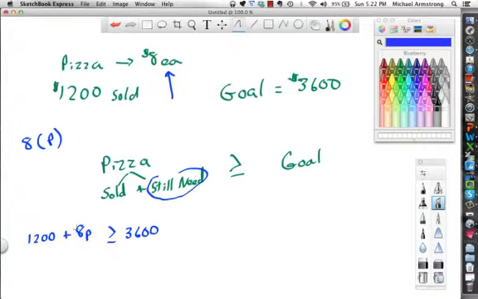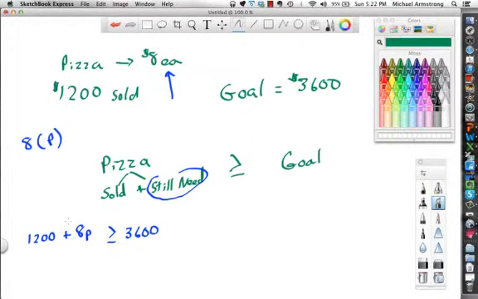One pizza would be $8. Two pizzas would be $16, and so on. And so this will just add on to the $1,200 they've already sold. This is an inequality. This is how they did it in the book, and that's how I wanted to do it. So I'm glad that we agree, the book and I, on what it should look like.